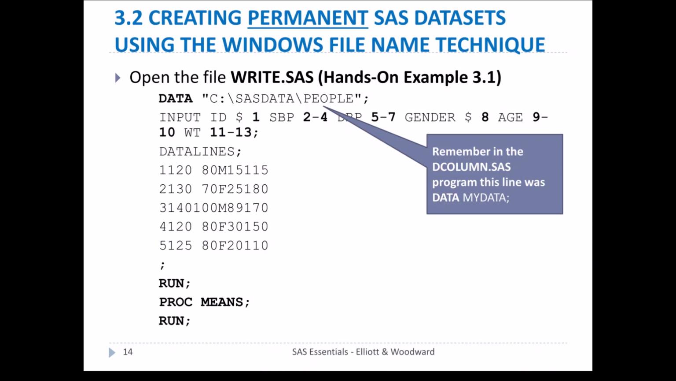So let's open up a file called write.sas. Go into SAS, make sure you're in an editor and do a File, Open Program, and open write.sas. This is from example 3.1 if you want to follow along in the text, which I would encourage you to do. Now, what we're doing is we're making a change here. We're going to put in the data statement the quote C:\SAS data\people. So what this does is it's going to create a data set named people stored in this location.